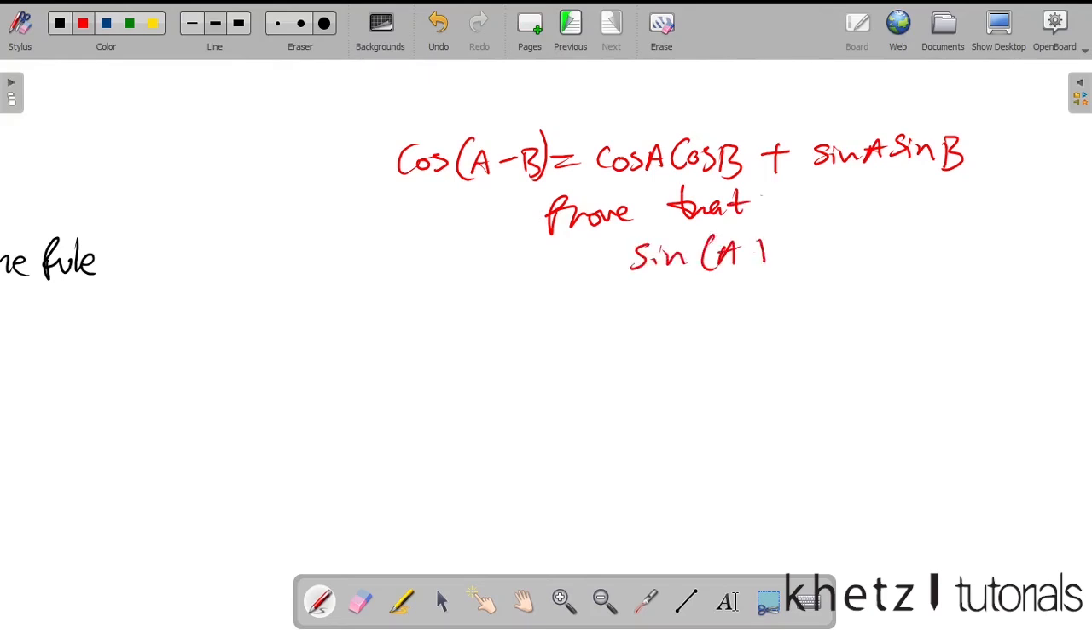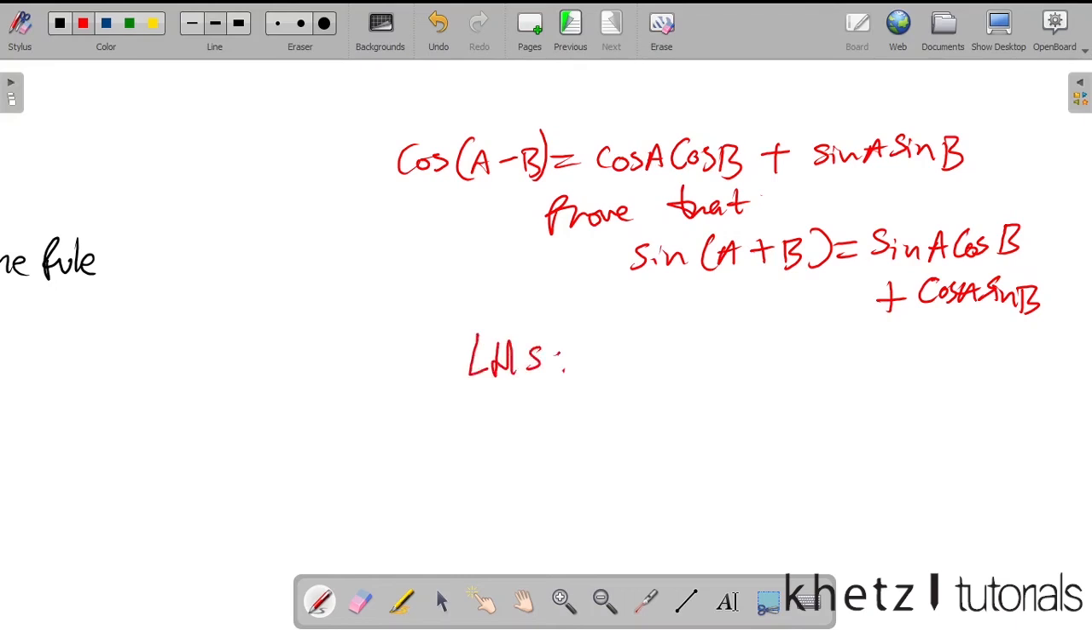sine of A plus B is equal to sine A cosine of B, plus cosine of A sine of B. That is what we're going to prove next. And how can we actually do that? If you remember, we have co-ratios which say that if you have cosine of 90 degrees subtract a certain angle, let's say theta, then you basically have sine of that angle.